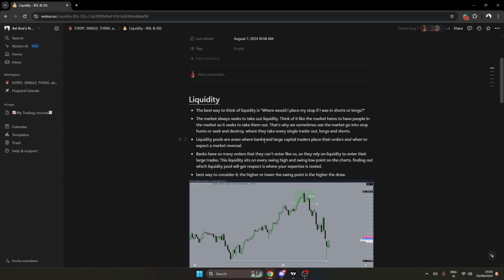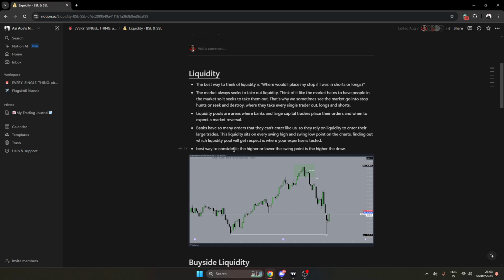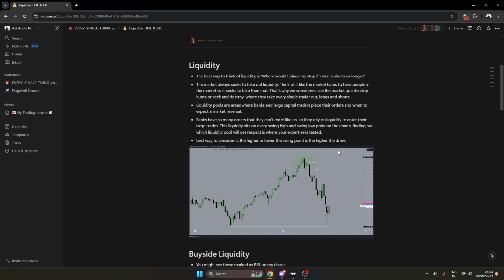Liquidity pools are areas where banks and large capital traders place their orders and expect a market reversal. Banks have so many orders that they can't enter like us, so they rely on liquidity to enter their large trades. This liquidity sits on every swing high and swing low point on the charts. Finding out which liquidity pool will get respected is where your expertise is tested. Best way to consider it: the higher or lower the swing point is, the higher the draw.